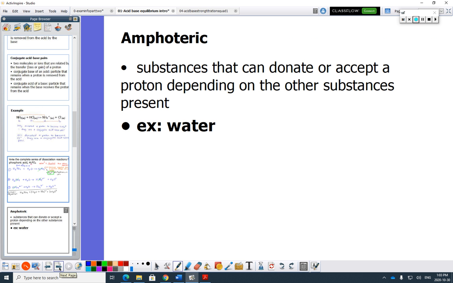When you write equations, what you'll find is there are some substances that can actually be both. The prefix amph, like an amphibian, right? Amphibians can live on water and land. It implies duality. So amphoteric means that something can be acidic or basic. And the most common example is water.